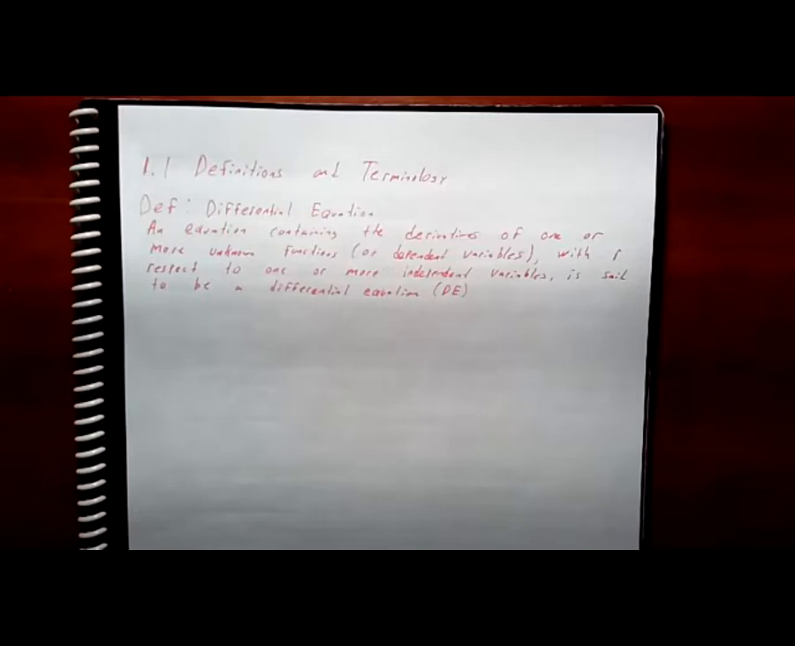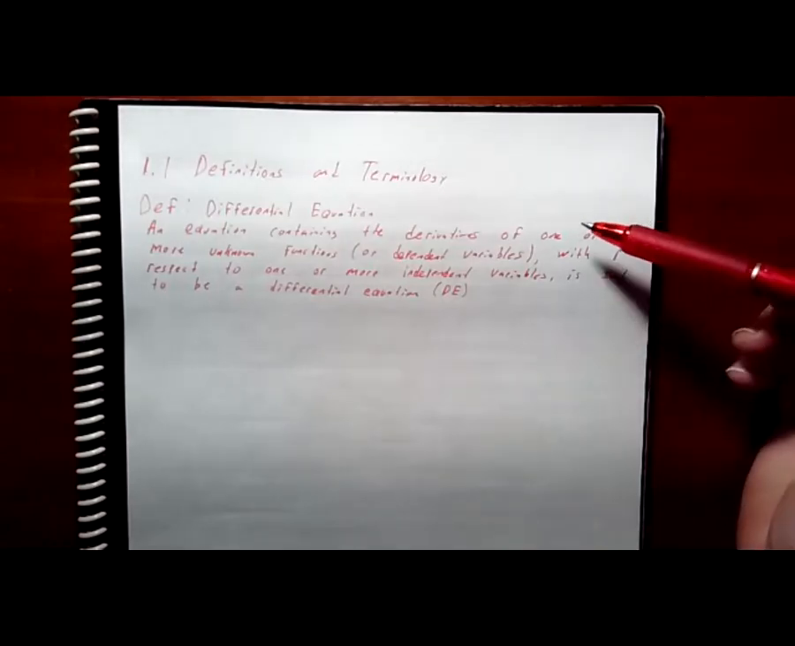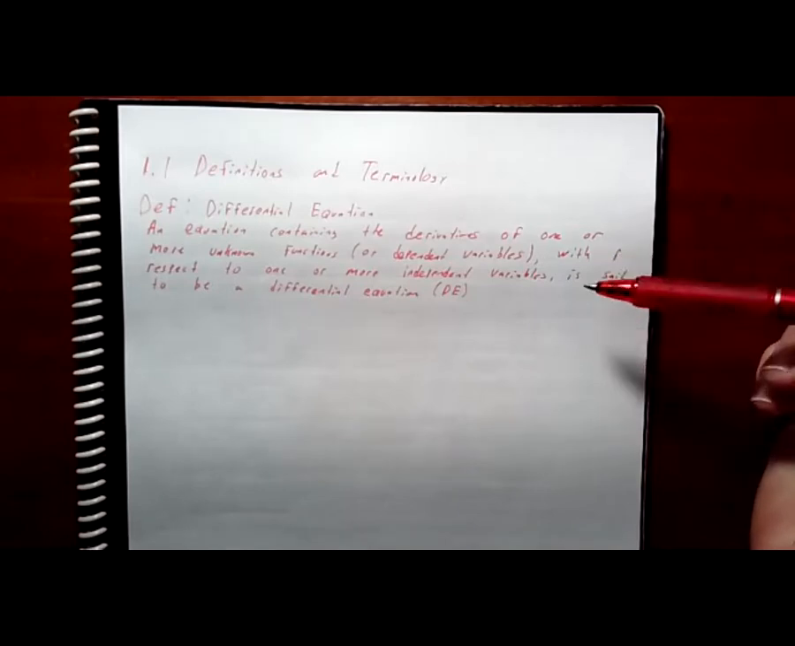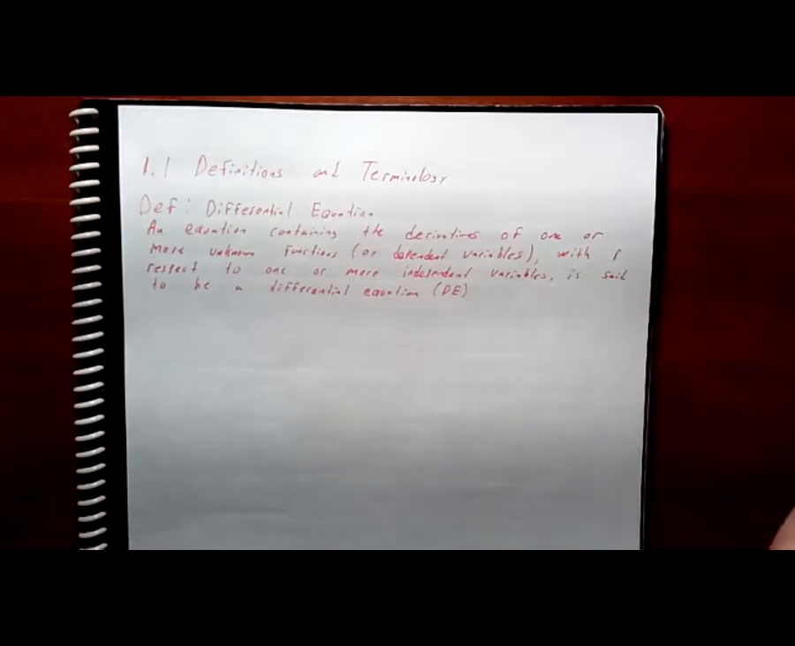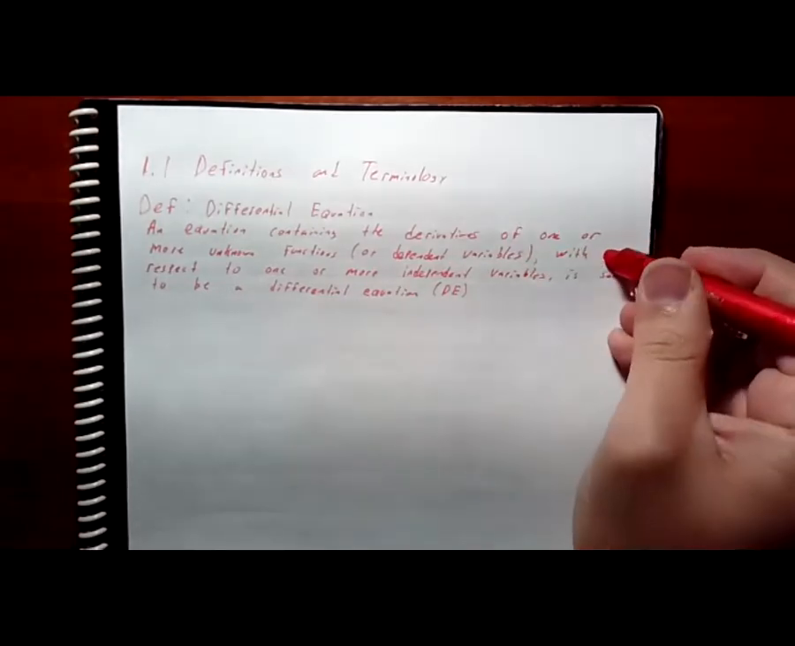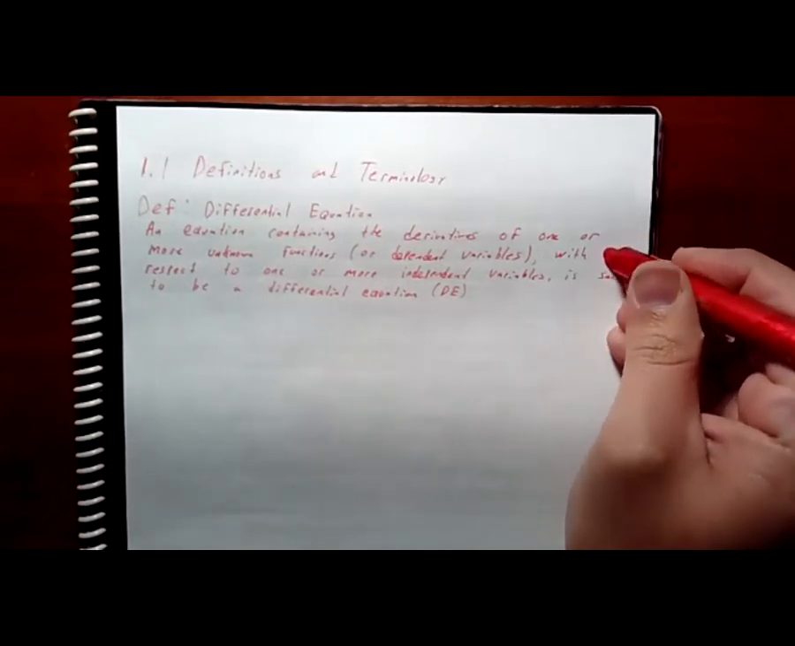Right. So let's start with the definition of a differential equation. I mean, you gotta know what that is first, right? So it's just an equation containing the derivatives of one or more unknown functions or dependent variables with respect to one or more independent variables. This is said to be a differential equation. So basically an equation full of derivatives in basic English, right?